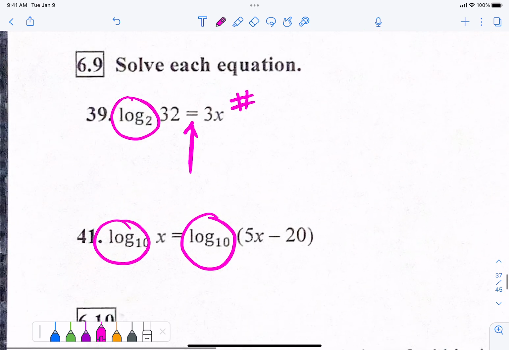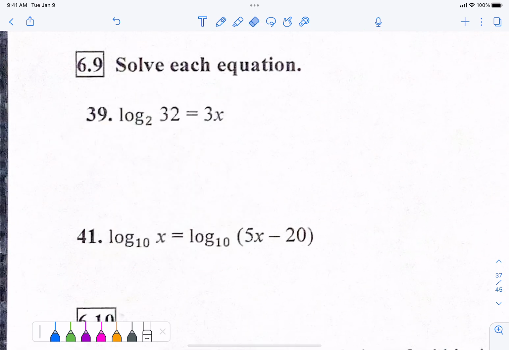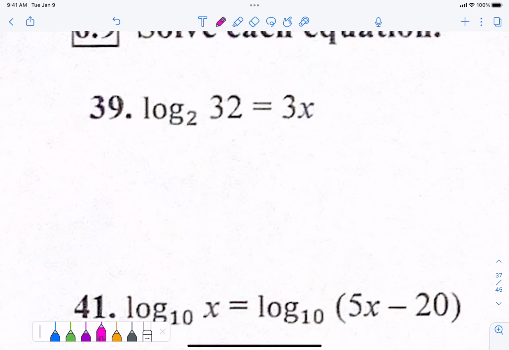Let's do number 39. What do you do when you don't have a log on the other side to cancel with? What do you do when there's a log on one side and nothing on the other side?